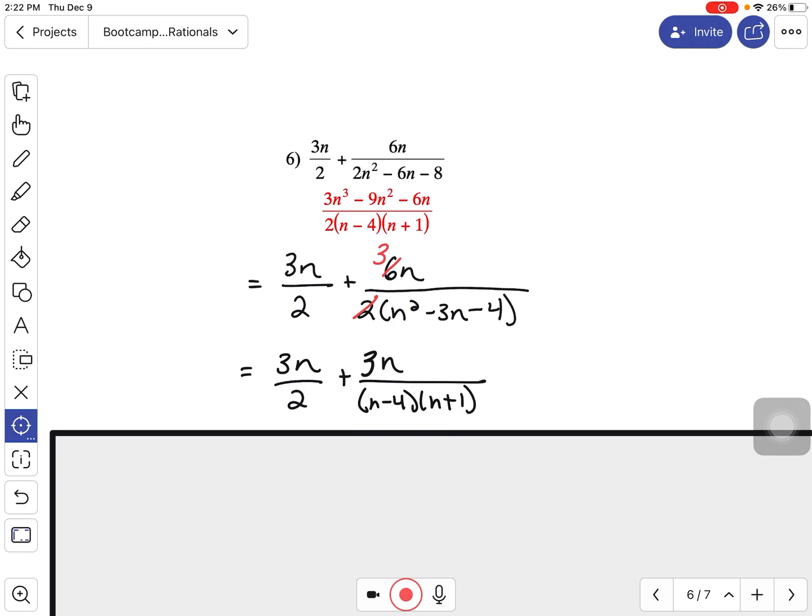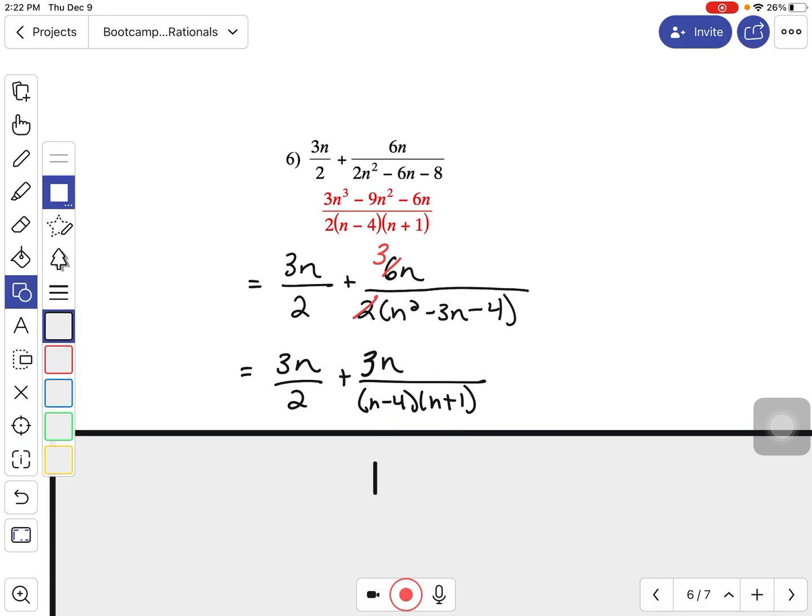So now I do have a little bit of an easier problem to work with. However, the denominators of these two rational expressions are still different. So I actually do need to take a moment to find the LCD. It's nice though, at least my denominators are already factored. So in finding the LCD, I'm going to bring down the 2, and I need both the n minus 4 and the n plus 1. So I'll go ahead and write my LCD.